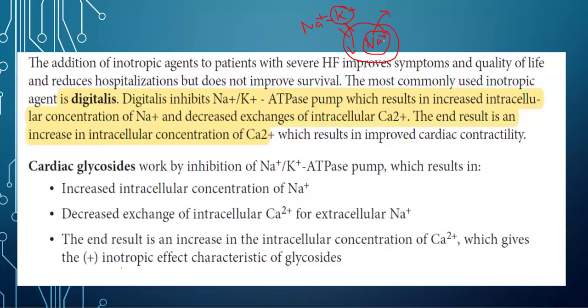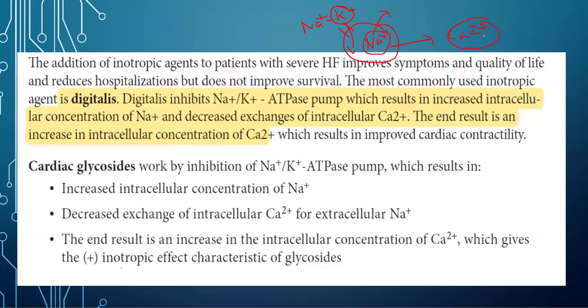And when there is increased sodium in the cell, it also decreases the exchange of calcium. So if there is more sodium inside the cell, calcium also cannot go out, which means there is more and more calcium in the cell. Calcium causes increased contractility of the cardiac muscle. So this is how digoxin works. Digoxin mainly inhibits the sodium potassium pump, causes increasing of intracellular calcium, which causes increased cardiac contractility. So that's why it is a good medication for systolic heart failure, because it increases the cardiac contractility.